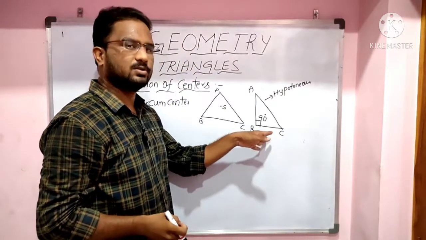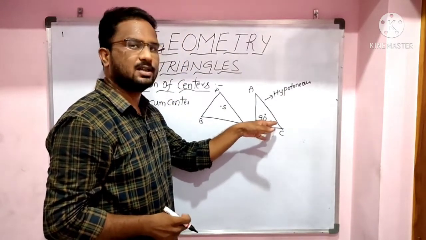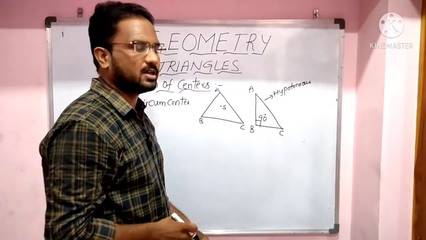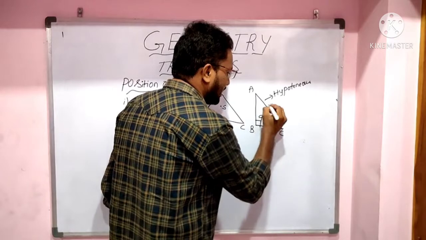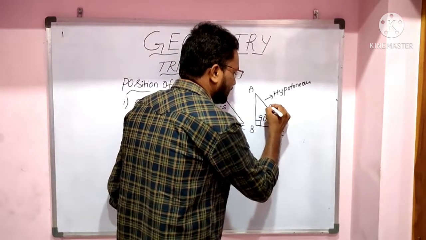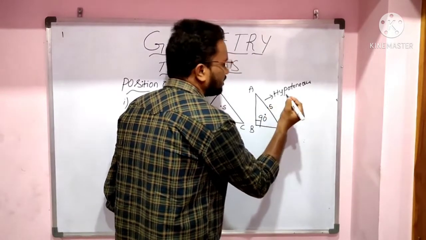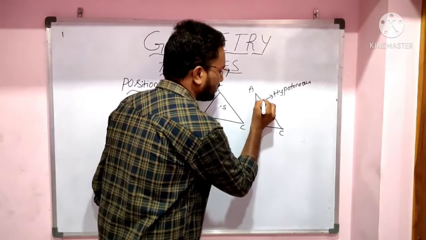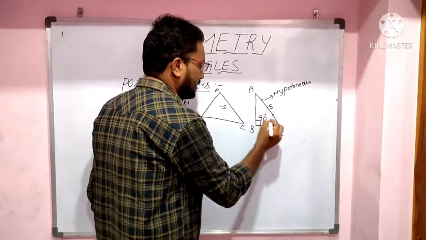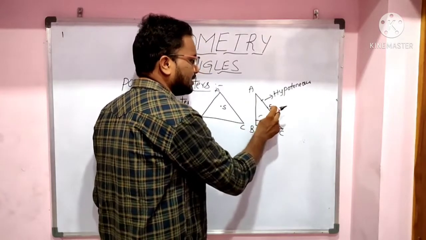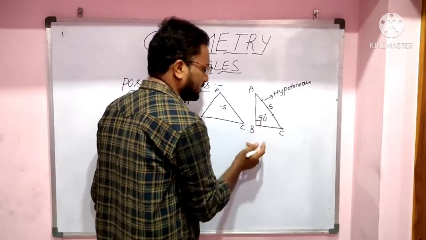The side opposite to the 90 degree angle we will call the hypotenuse. In a right angle triangle, the circumcenter lies at the midpoint of the hypotenuse. This is the midpoint, and these two lengths are equal.